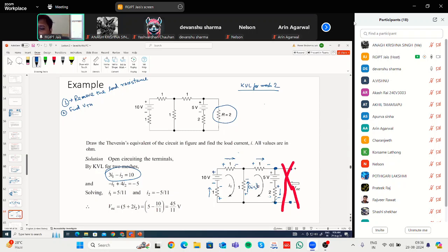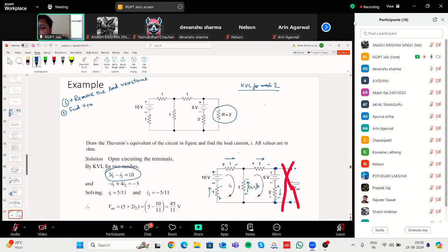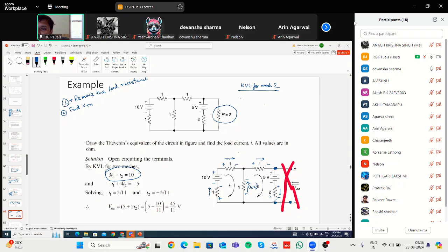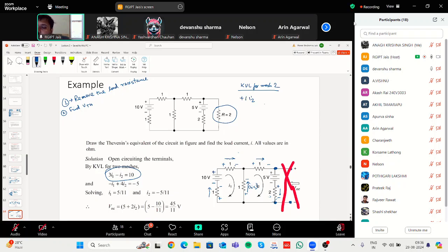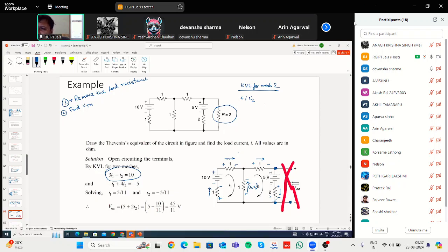Apply KVL for mesh 2, starting from, let us say, this 1 ohm resistance. If you move in clockwise direction, you will be encountering the plus sign first. So plus 1 I2. Then you are encountering the 5 volt, the plus sign first. So plus 5. Then plus 2 I2. Again, moving in clockwise direction, you are encountering the plus sign first. So plus 1 multiplied by (I2 minus I1) will be equal to 0.